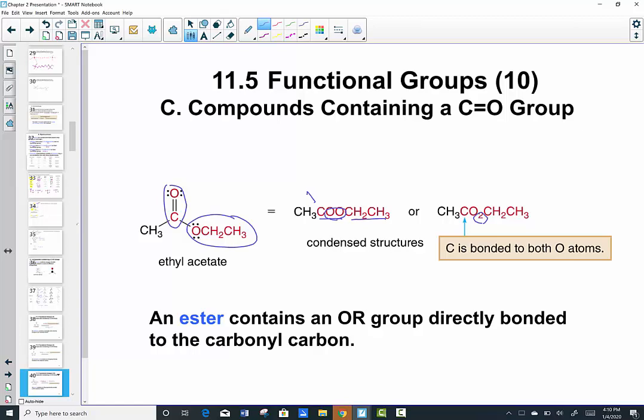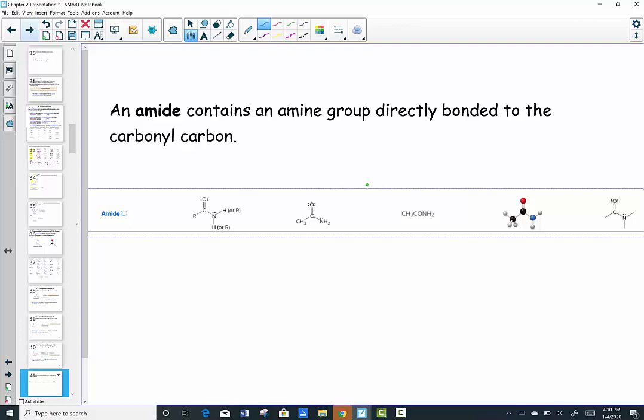The amide, just to repeat myself, is the nitrogen group that's directly next to the carbonyl carbon. If you have a nitrogen directly attached to a carbon, but that carbon does not have a double bond oxygen, it's known as an amine. If its neighbor is a carbonyl, it's an amide. If its neighbor is not a carbonyl group, it's an amine. Takes some practice, drill work, my friends.